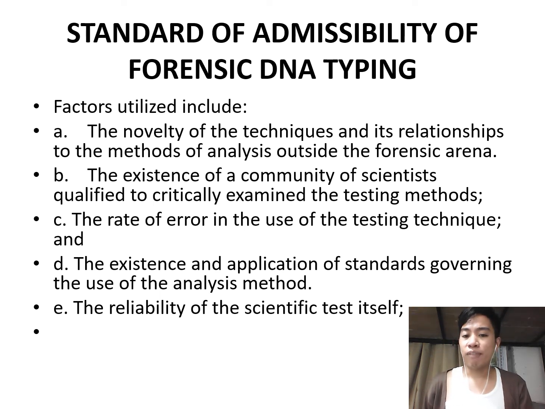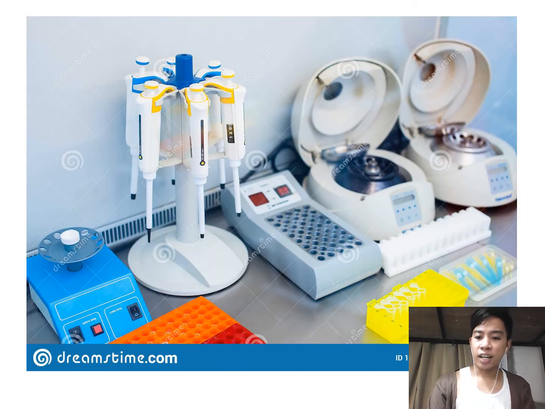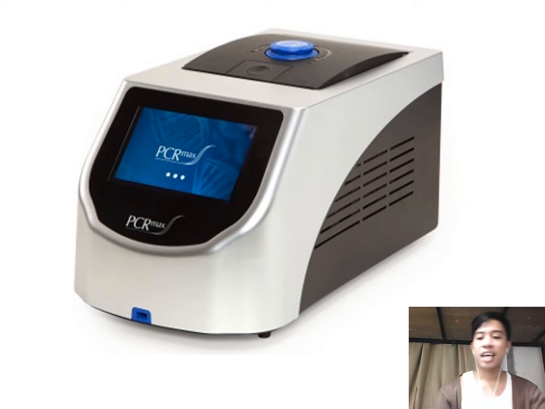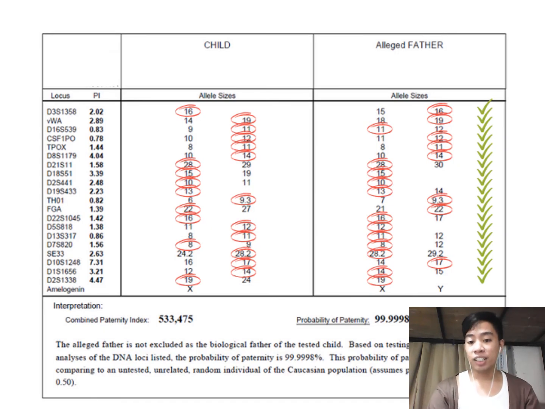And in the existing and application of governing governments on the use of the analysis method and reliability of the test itself. Yon. So, ito ang example ng ginagamit na equipment sa DNA sampling or analysis. So, kukuha ka ng sample, ilalagay mo lang siya dyan, idi-dilute mo yung sample, tapos separate mo into different components. Then, ayan siya, yung PCR chain na tinatawag ko kung saan, kahit napakaliit na ng DNA sample, pwede niyang mapahaba pa yung kanyang analysis. And this is an example of paternity test.